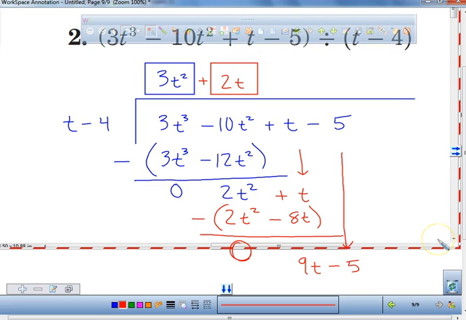Is this feeling like long division right now? Because this is really feeling like long division. We're almost done then. We only have one more thing to do.